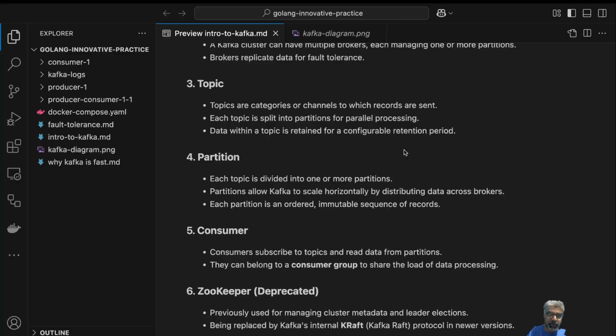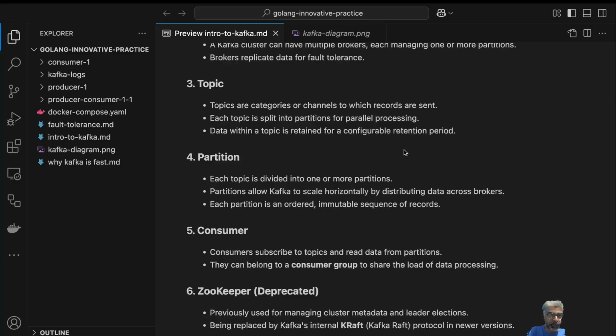So consumers subscribe to a topic and then read the data from partitions. So how do they read the data from a partition? What is the relationship between the partition and the consumer? Partitions and consumers are a separate concept. I will explain it in the coming lectures. There is also a concept called consumer group.